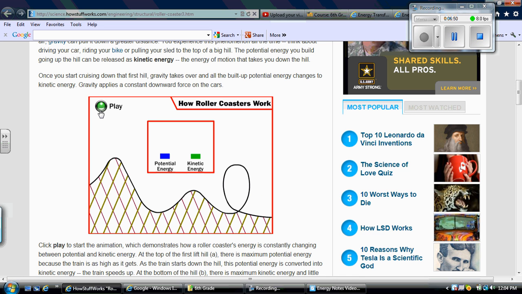So I'm going to reset it and do it again. Maximum potential, because that's where the roller coaster is at the highest point and it's not moving. As it starts to go down, watch, kinetic energy is going to go up because it's in motion. All that potential energy gets converted into kinetic energy. Then, as it finishes its first steepest hill, that's where the roller coaster is the fastest, so that's where it has the most kinetic energy.